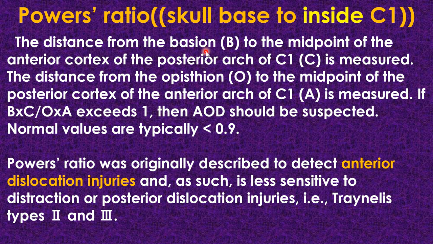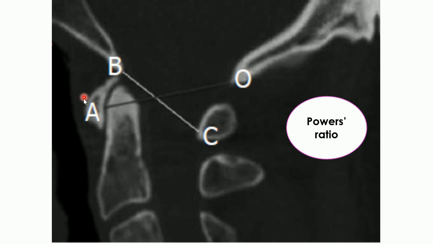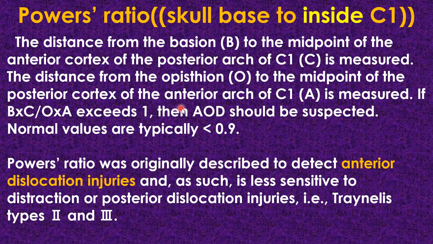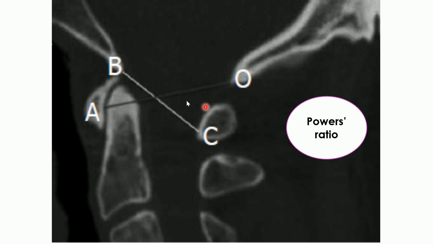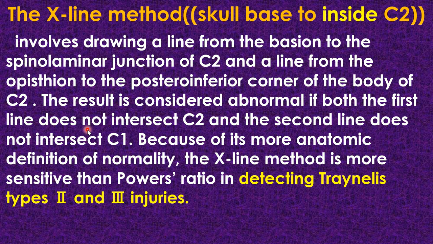It is very important to know that the lines are to the inside of C1. So from the skull base to the inside of C1: this is outside, this is inside. And it is important to know that normally the basion to the anterior aspect of the posterior arch of C1 is less than the opisthion to the posterior aspect of the anterior arch of C1. So this line divided by this line should be less than 1.